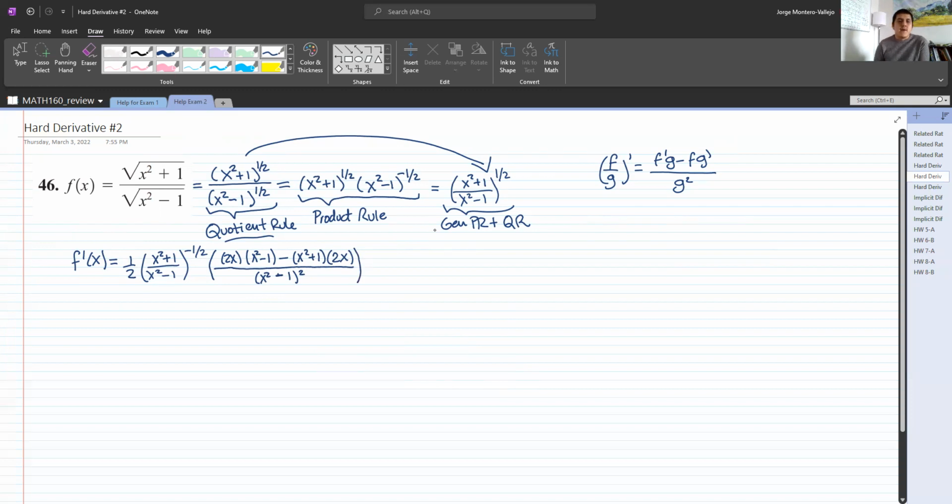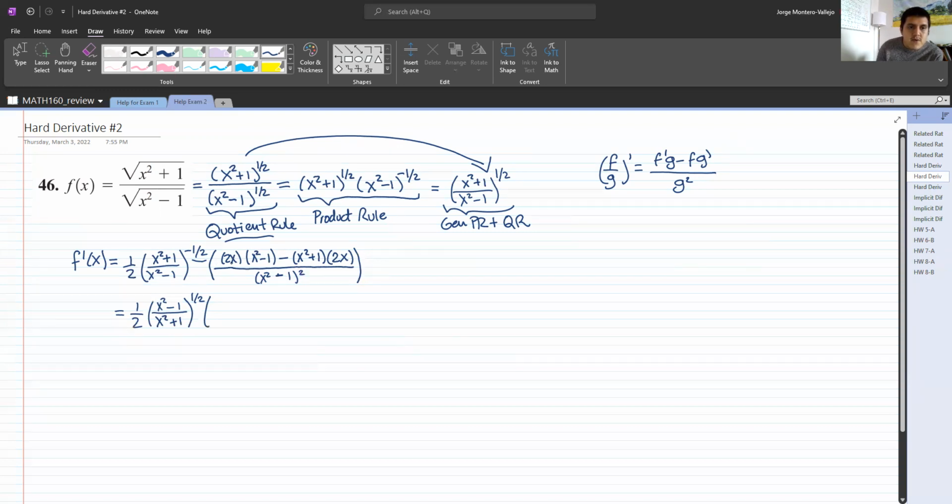Okay, now there are many spots where I can do simplifications here, right? Let's see, we could turn this power positive by flipping the inside, right? We could do this, x squared minus 1 divided by x squared plus 1, and now the power is 1/2, right? Okay, let's now look at the numerator of our big quotient rule.